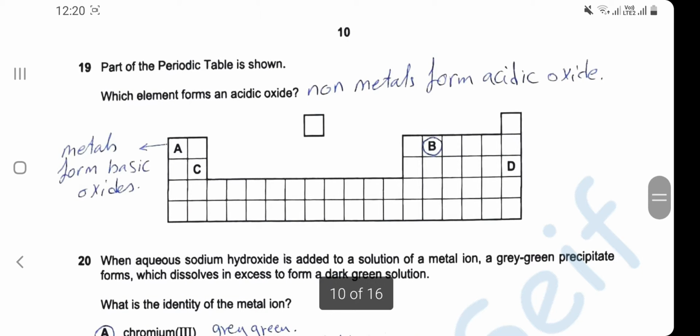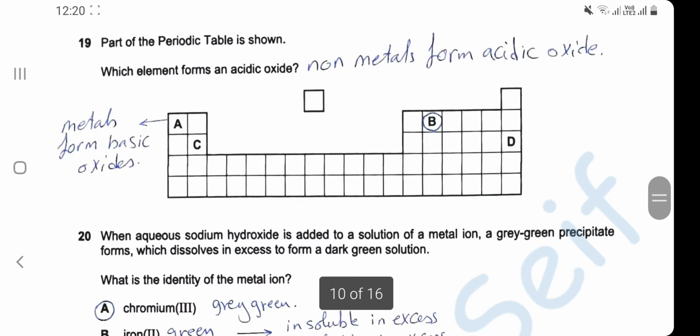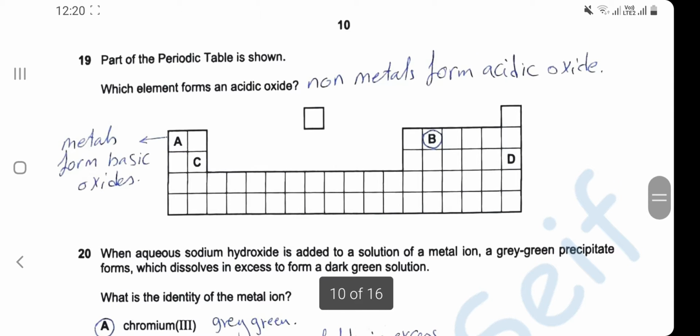Question 19. Part of the periodic table is shown. Which element forms an acidic oxide? We have to know that the first two groups here are metals. Metals form basic oxides. So A and C will form basic oxides. And for D, it's a noble gas. It will not react to form oxides.